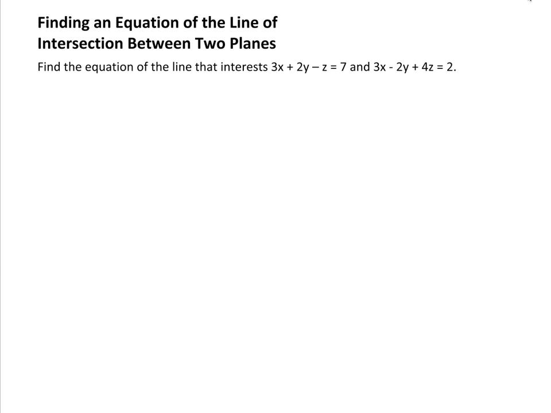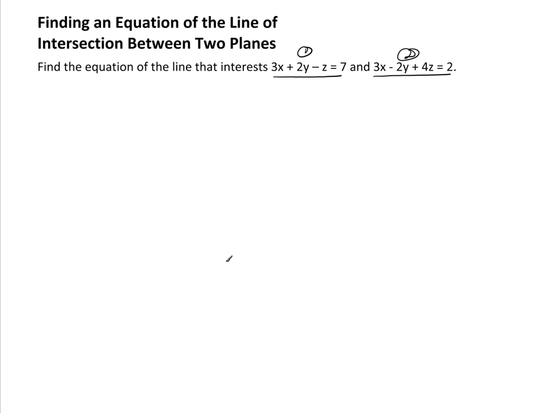Let's find the equation of the line that intersects these two planes. This first plane being, let me switch to the right pen here, 3x plus 2y minus z equals 7, and 3x minus 2y plus 4z equals 2. Now I'm going to refer to this as plane 1 and plane 2.